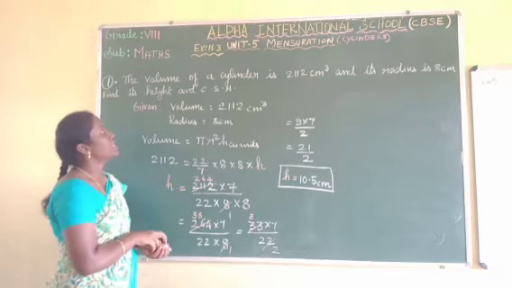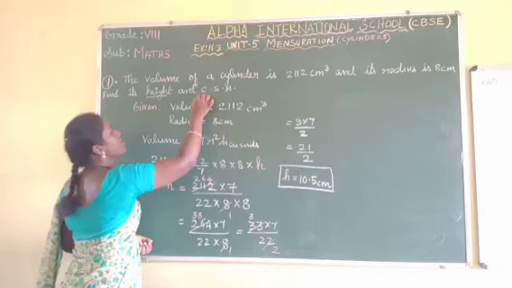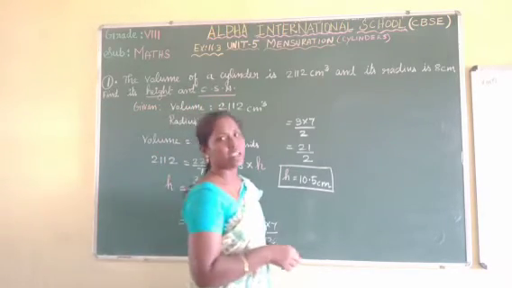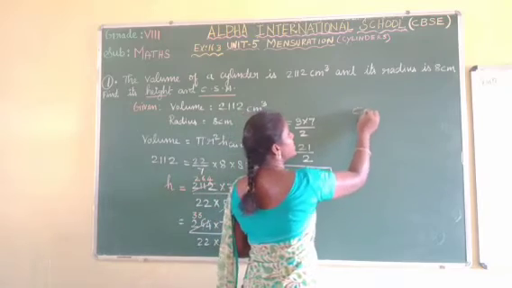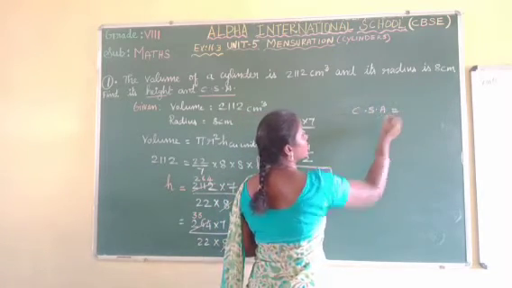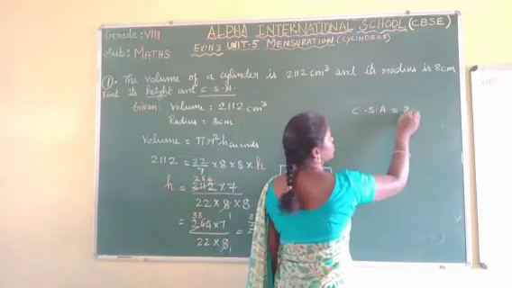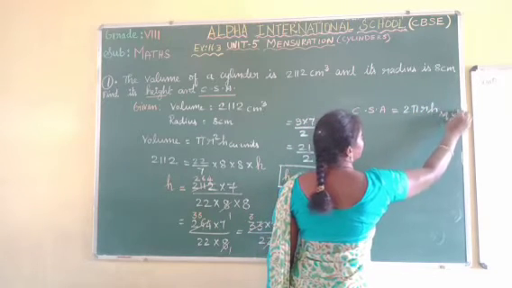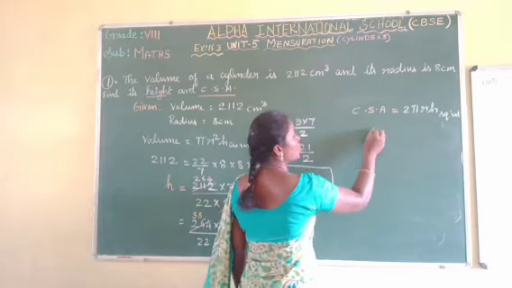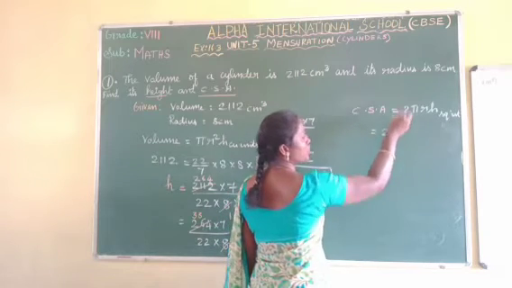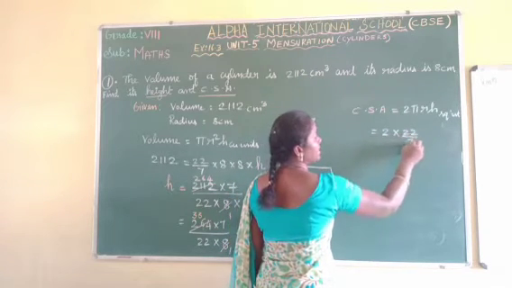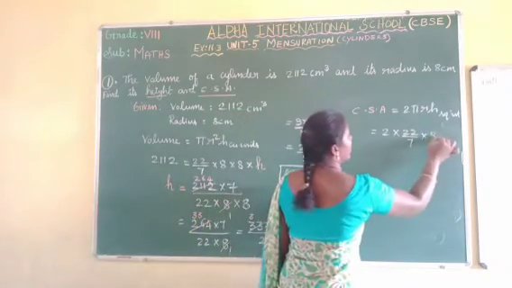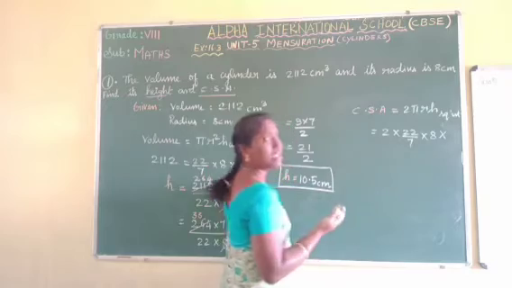Then not only the height, we have to find the curved surface area of the cylinder. So now we will find the curved surface area of the cylinder. So what is the CSA of the cylinder formula? 2πrh square units. Isn't it? So 2 into, substitute the known value, π as 22 by 7 into, what is the radius in the question? 8. And what is the height?